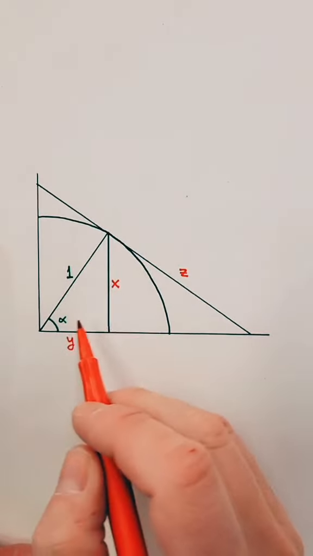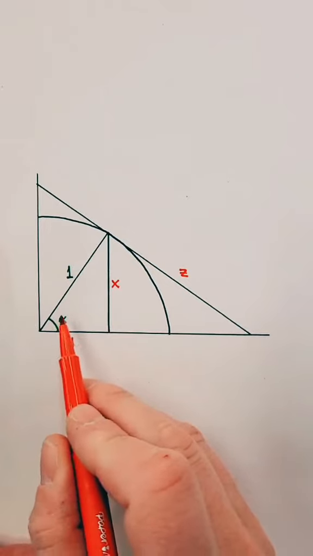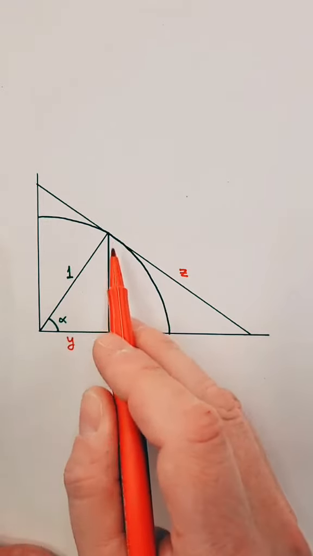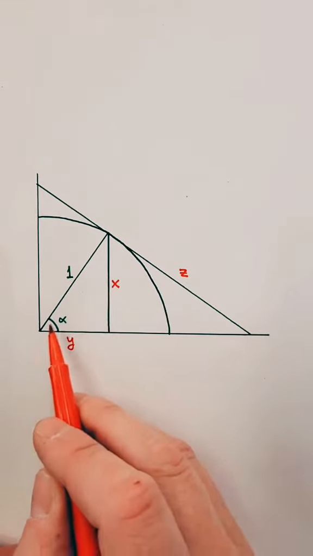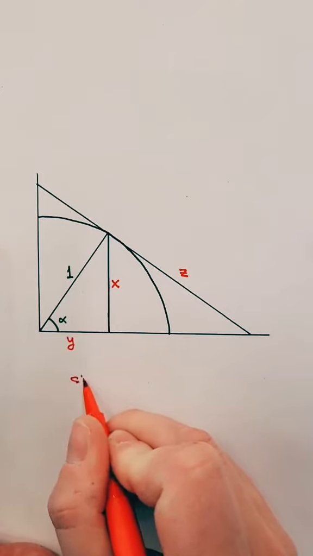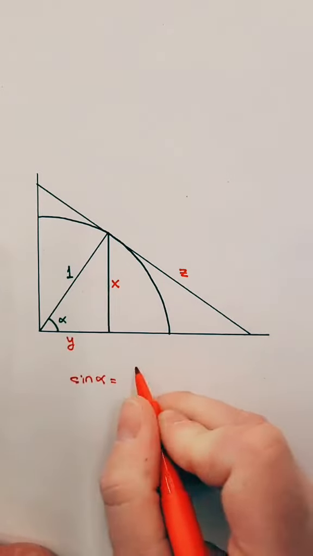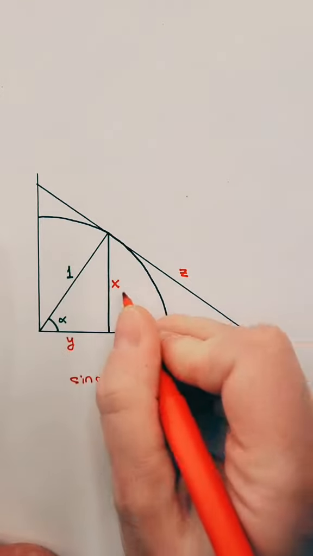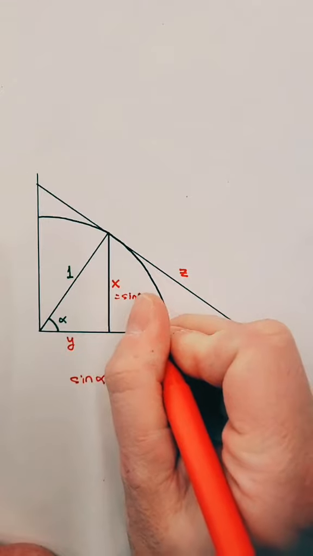This is a right triangle, so by the definition of sine, the sine of alpha will be the length of the opposite side of the right triangle divided by the length of the hypotenuse. So the sine of alpha is x divided by 1, so it is x. So x is just the sine of alpha.